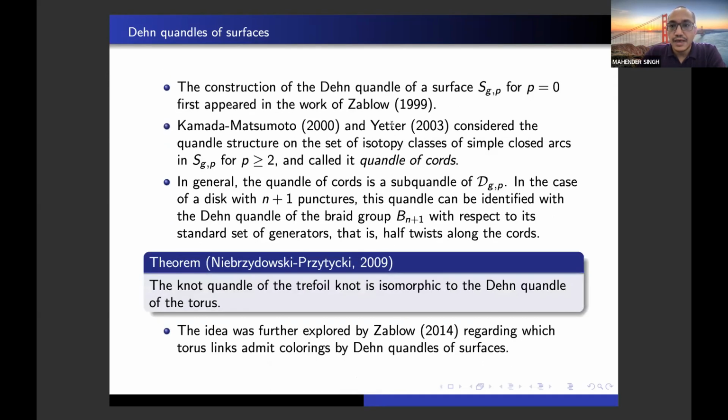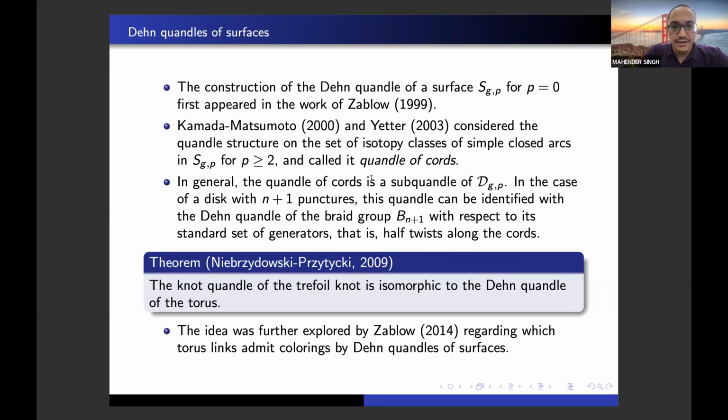A bit of history on Dehn quandles of surfaces. Dehn quandles of surfaces without punctures appeared in the work of Zablow in his thesis, and then Kamada and Matsumoto, in 2000 and 2003 respectively, considered quandle structures on the set of isotopic classes of simple closed arcs, which they referred to as the quandle of chords. We have tried to consider the general situation, but the arguments are basically similar. In general, the quandle of chords is a subquandle of D_{g,p}, just from the very construction. In the case of a disk with n+1 punctures, this quandle can be identified with the Dehn quandle of the braid group, because we are just considering the chords.